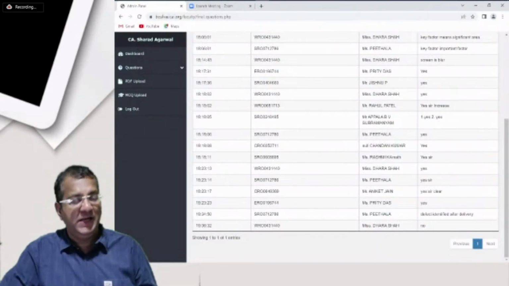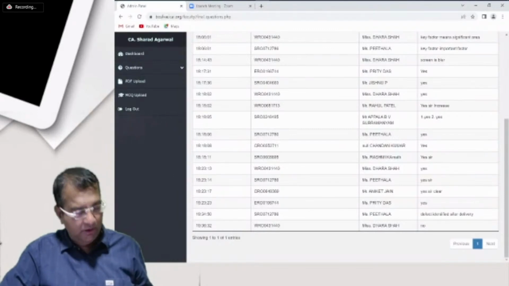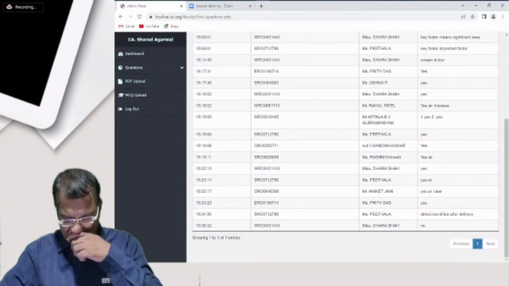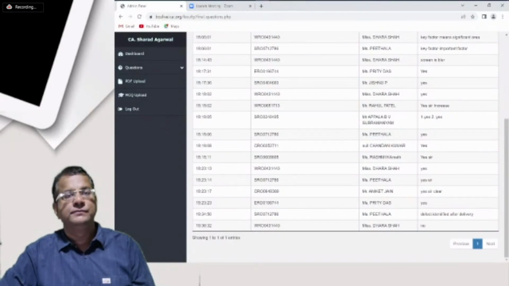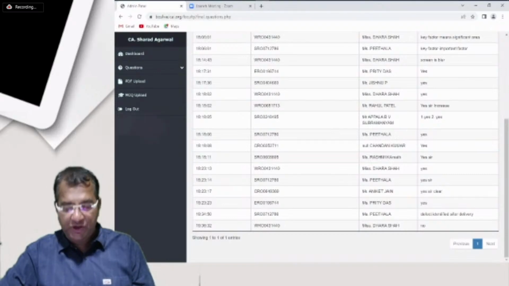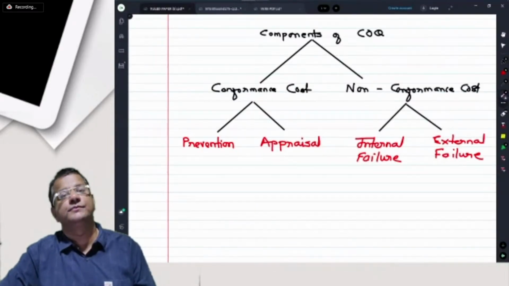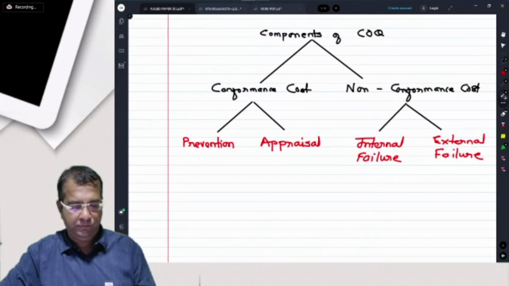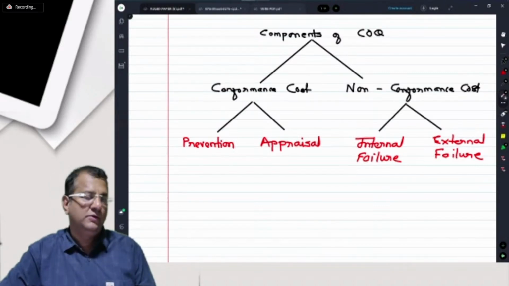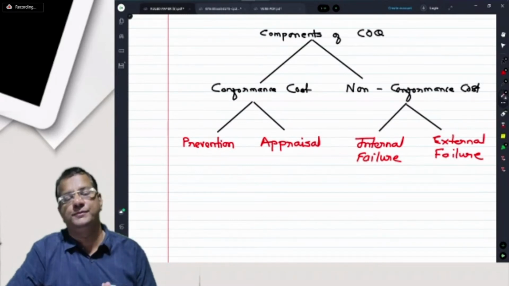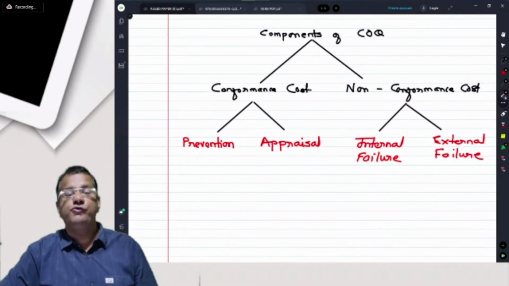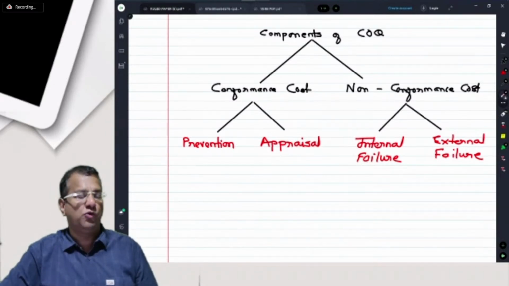Okay, so let's write down the meaning in your copy, beta. Please write down conformance cost. Use the heading conformance cost. Conformance cost: the cost of good quality. Write down the next point. Drop one line and write down the heading non-conformance cost. Non-conformance cost: cost of poor quality.